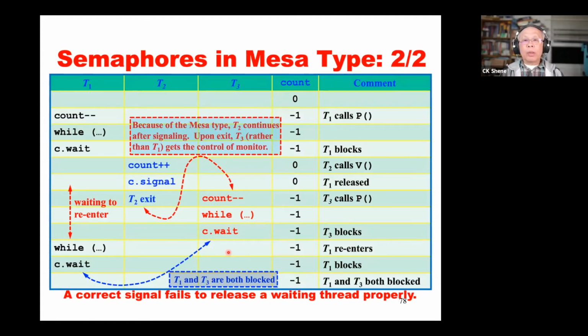Unfortunately, this implementation, even though it is correct under the Hoare type monitor, is not correct under the Mesa monitor. Let's go through it. Suppose we have 3 threads involved, T1, T2, T3, and this is a counter. I have some comments here, okay? The problem is a correct signal fails to release a waiting thread properly. Let's see why.